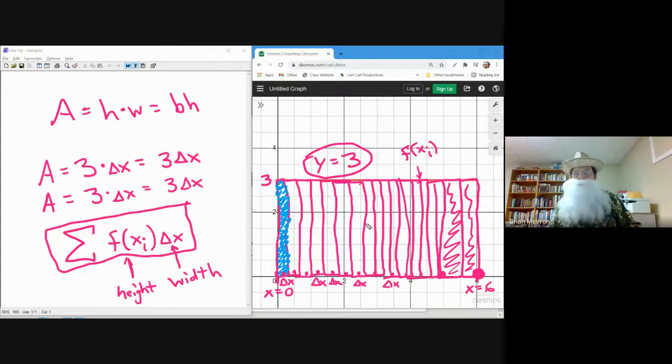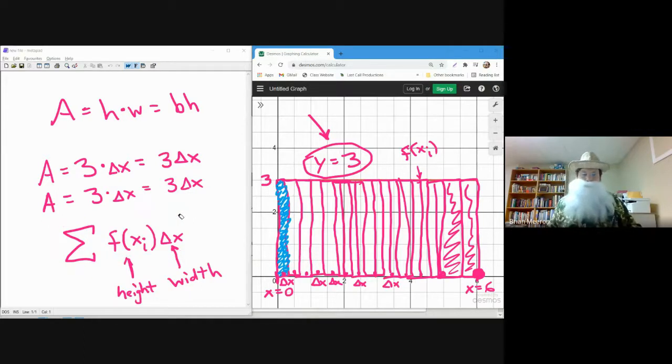So what can I do to end up with more rectangles? Well, I can't really affect the height of the rectangles. That's set by the function itself. But what I can control is how wide each rectangle is. So check this out. Maybe what I could do to try to make more rectangles is make delta x smaller. Yeah, that would result in more rectangles. But how could I get even more rectangles than that? Well, make delta x even smaller still.